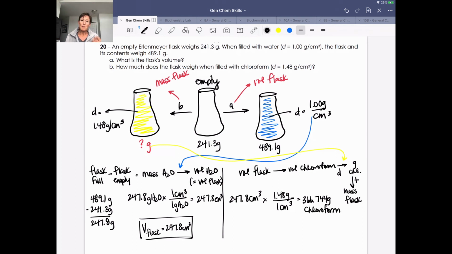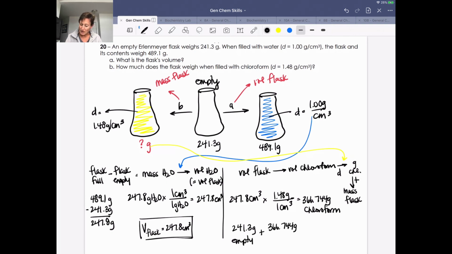And so this problem asks us to think about what is the mass of the flask after we've put that in. So again, in this case, we're asking for that sum of both of those. So we want the mass of the flask plus the mass of the liquid that's inside. So in this case, we're going to add the 241.3 grams, that's the empty flask, plus the mass of chloroform that we have.